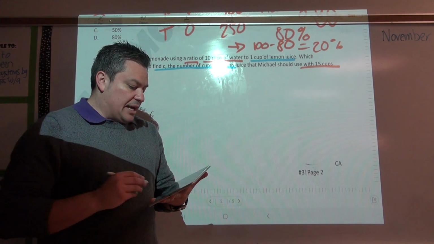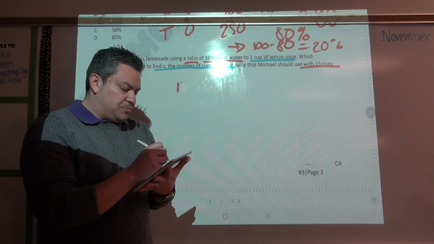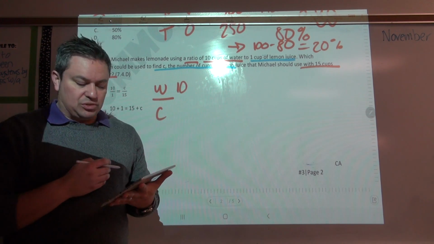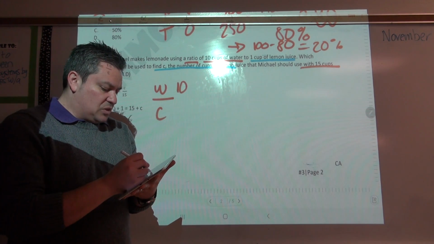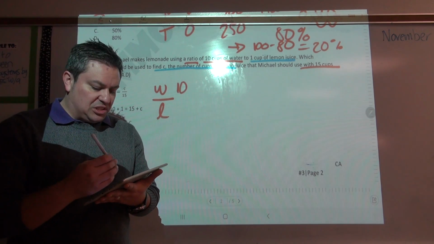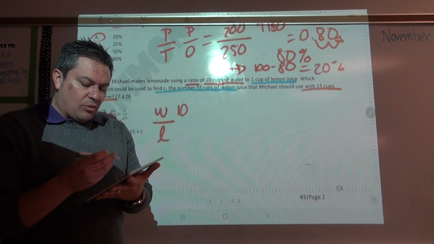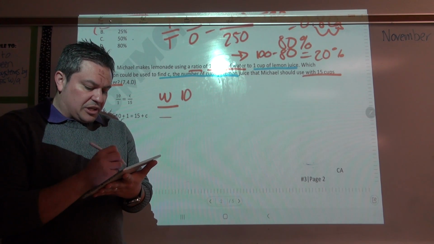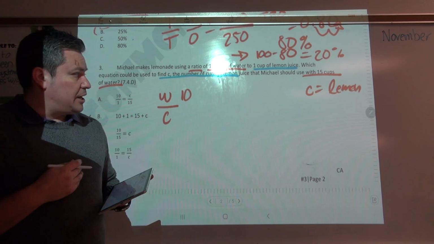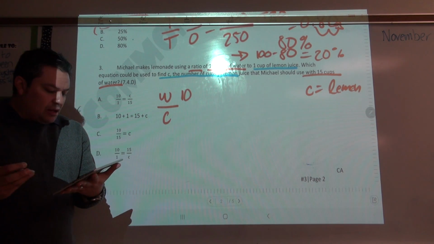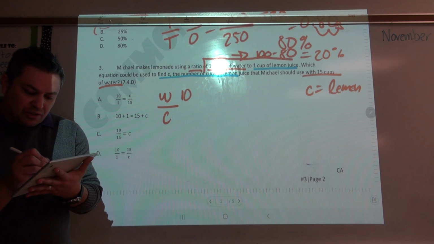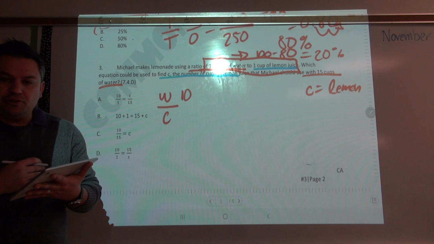So, I know to start it, I have 10 cups of water. So I'm going to have the water over the cups of lemon juice. Or the cups, or L for lemon juice, whatever letter you want to use. In this case, we're going to be using C for the cups of lemon juice. Okay? So, you have to identify your first ratio, right there. That is your first ratio.